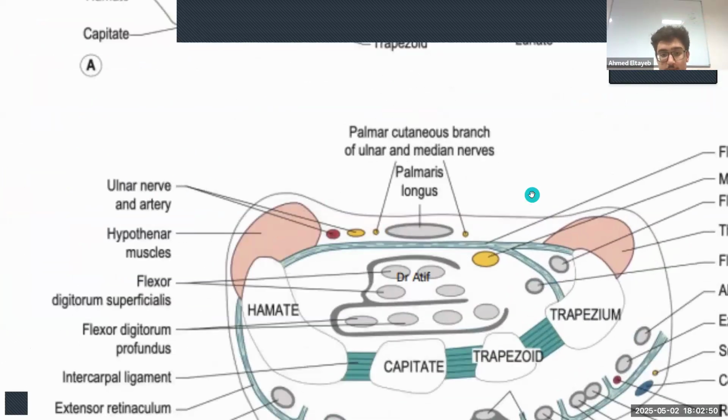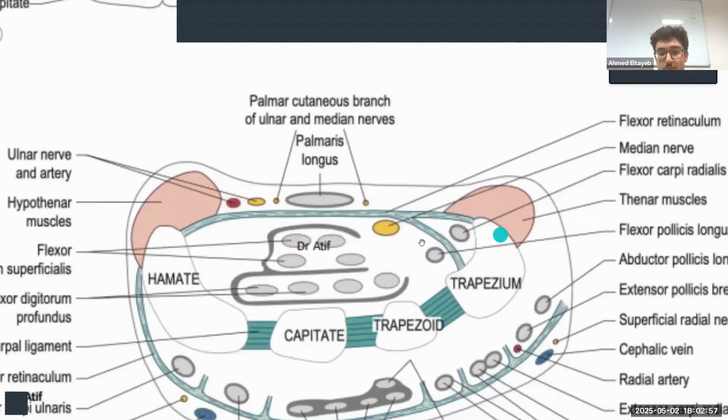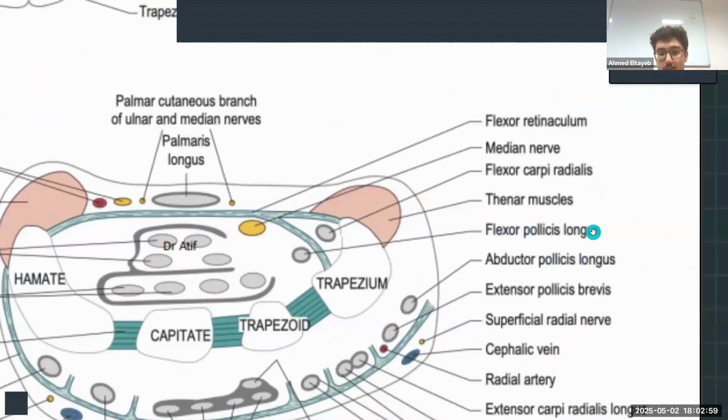So let's look over here. Flexor digitorum superficialis, it's on top, and then flexor digitorum profundus, and then this small one right here, it's flexor pollicis longus, and this is the flexor retinaculum. And you can see coursing through it is flexor carpi radialis.